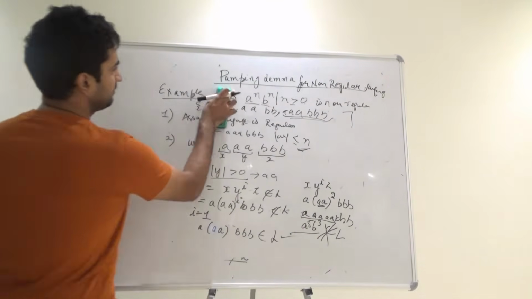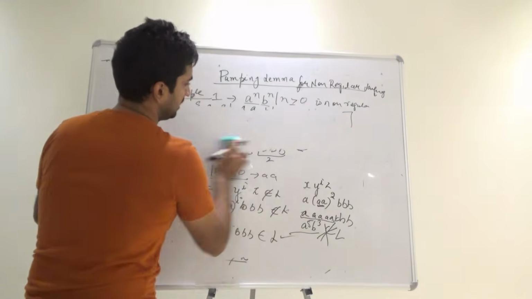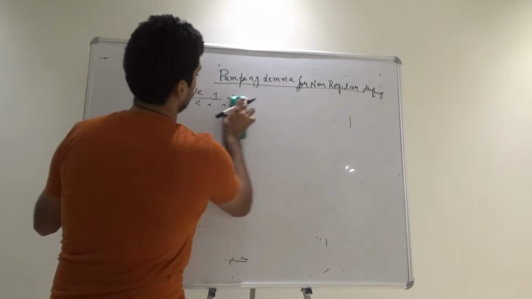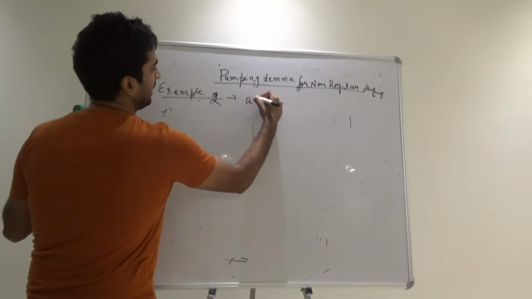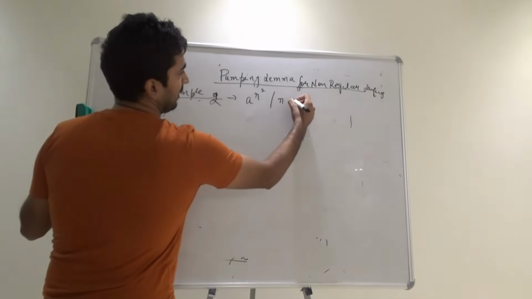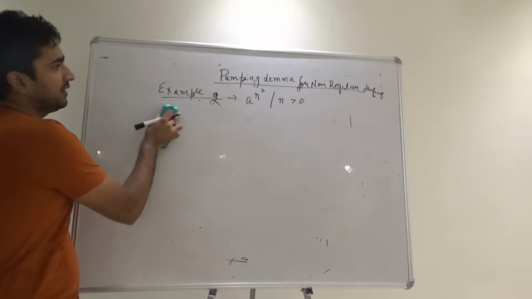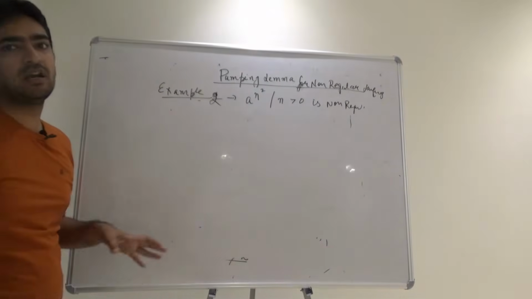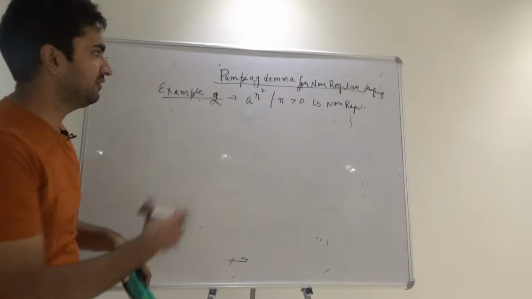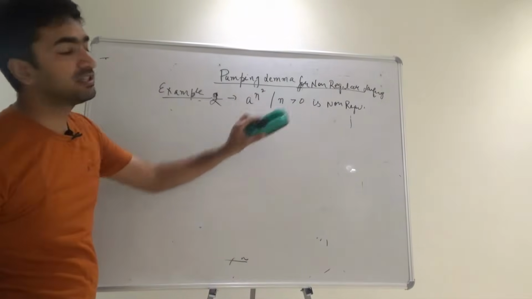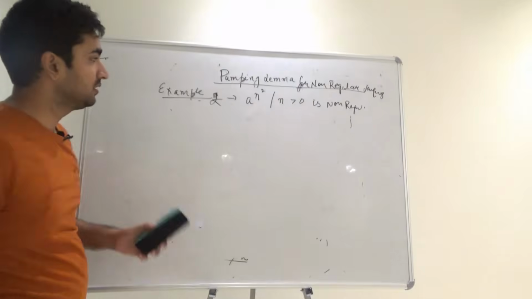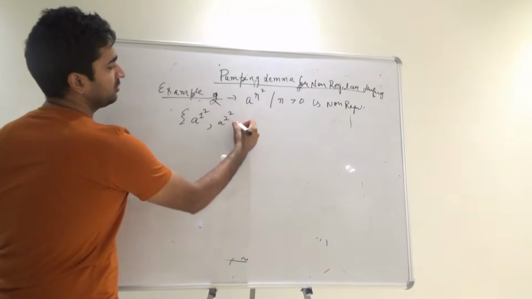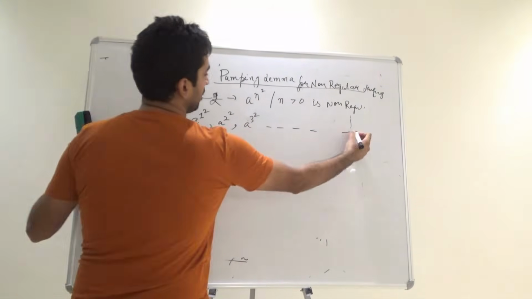We can take one more example with a power n square. Example number 2: a power n square, n is greater than 0. We have to prove that the language is non-regular. So guys, how will we check that the language is non-regular? We will just try to create strings. If n value is greater than 0, it means n value can be 1. If 1 is put, a1 square would be a1, it can be a2 square, a3 square, and so on.